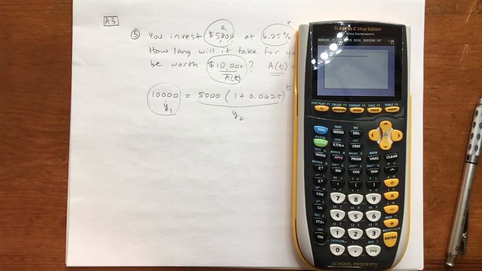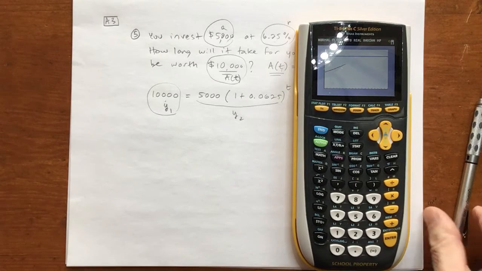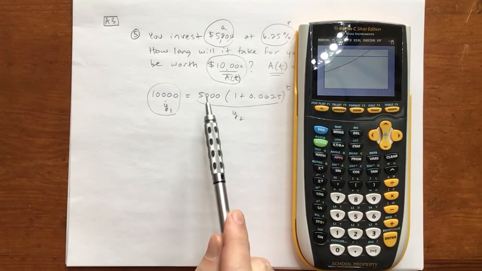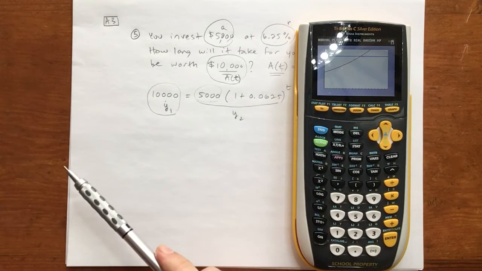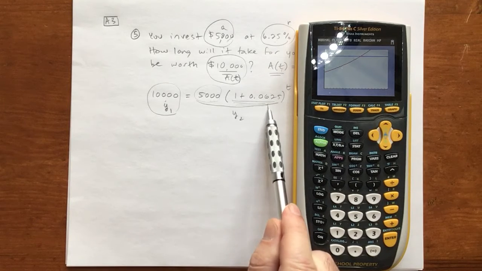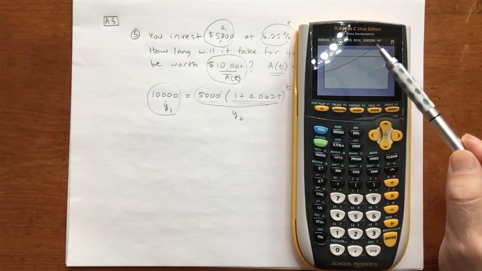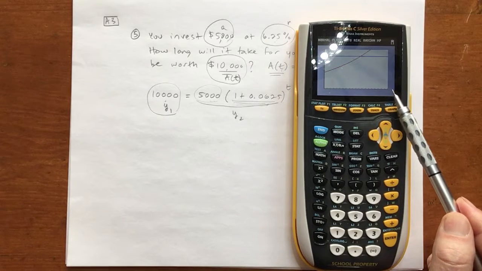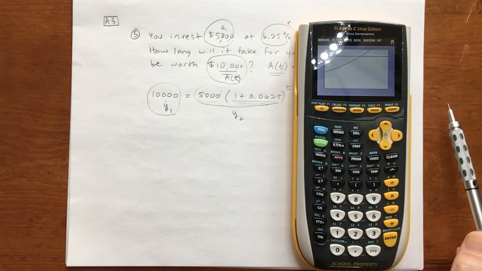And now if I hit graph, there I see the horizontal line at y equals 10,000. And then coming up, notice that I started about halfway below here. Well, that's because 5,000 is your starting amount. And since this is a number greater than 1, I see that it's an exponential growth curve, and there's my intersection. So I was right in choosing a number less than 20.